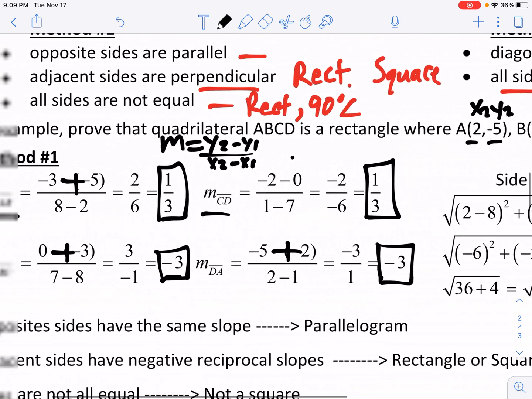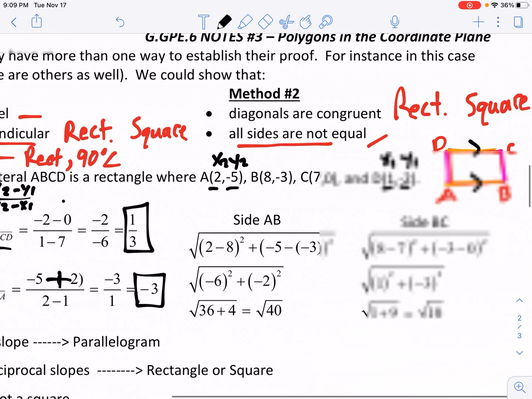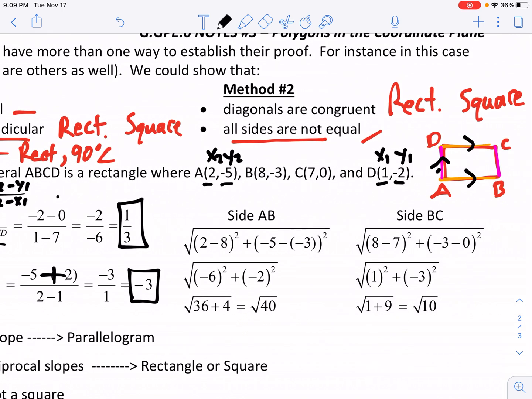So are these opposite sides parallel? Yeah, because they have the same slope. So what we showed here is that these guys are also parallel. These guys are also parallel because they have the same slope. So now we know we're dealing with a parallelogram. We at least know that information.